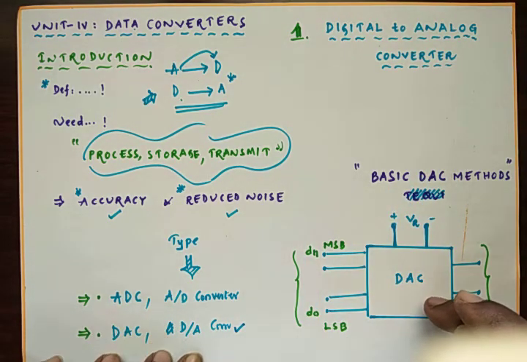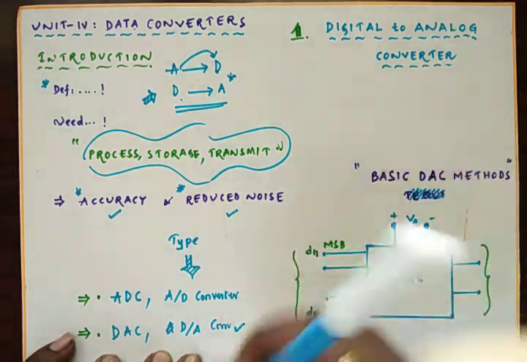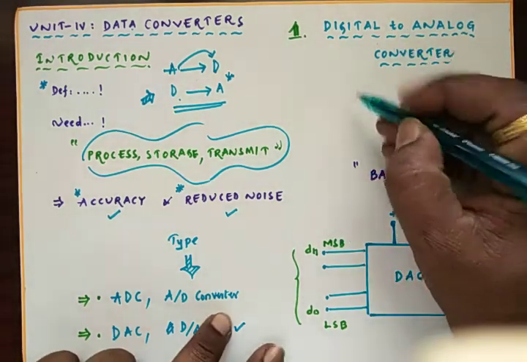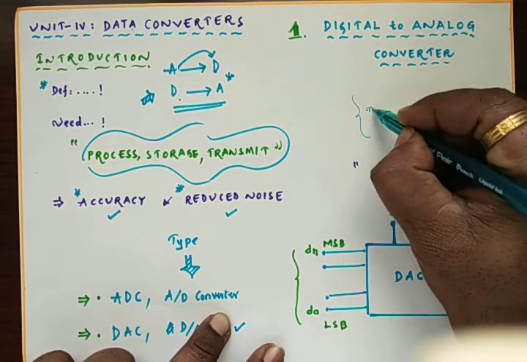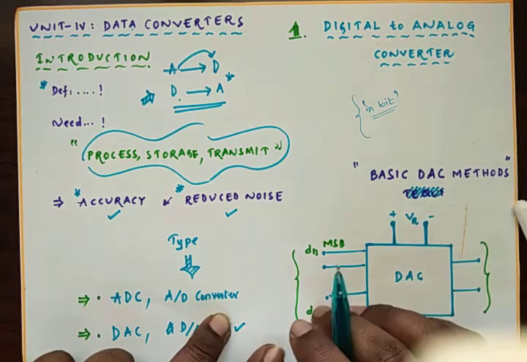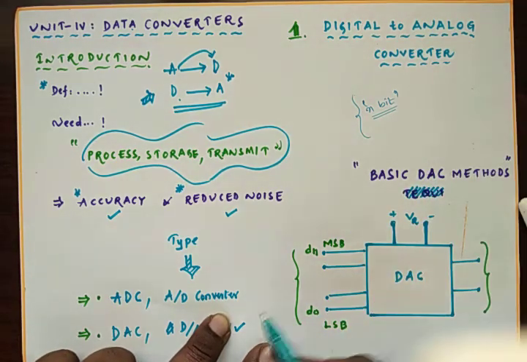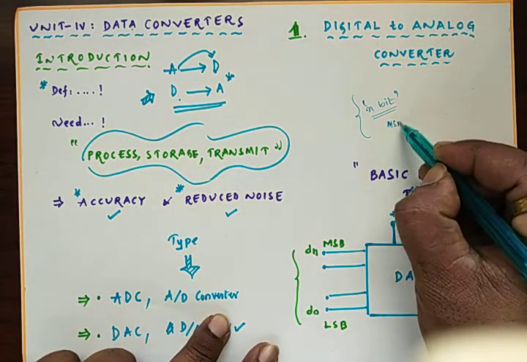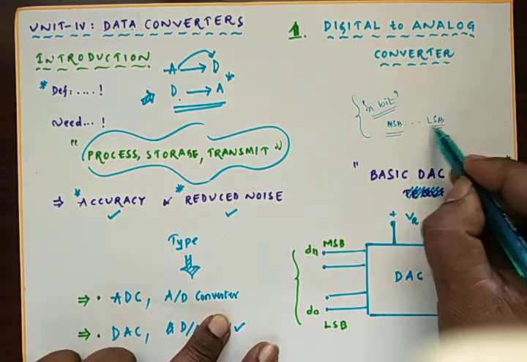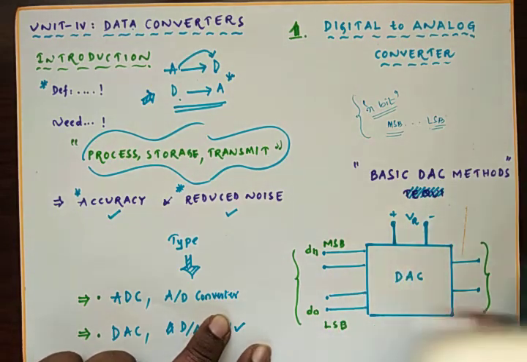A digital to analog converter accepts n bit information, n bit data. The input of the digital to analog converter is a binary form of data. That is, n bits of information can be accepted as input. In n bits we can identify the MSB and LSB. MSB is the most significant bit, and LSB is the least significant bit.